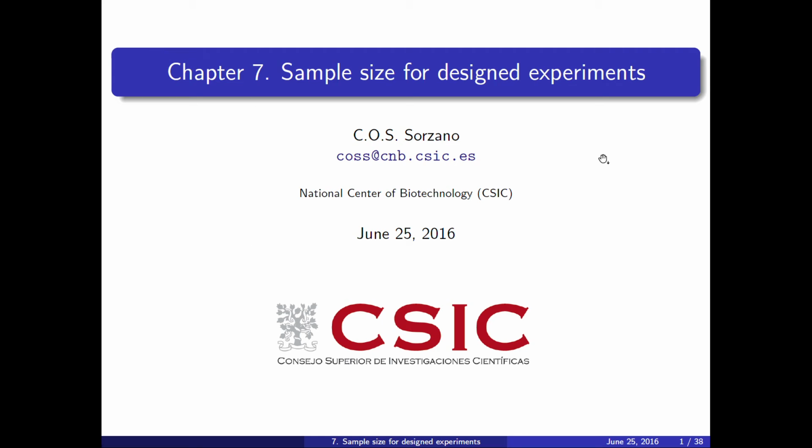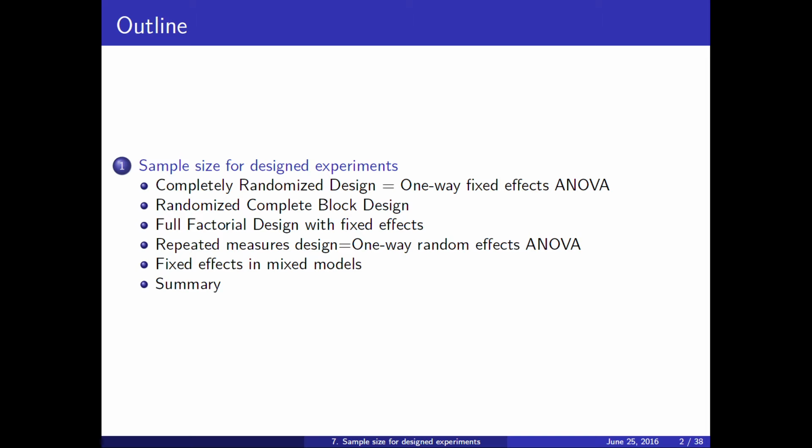Okay, so now we will learn how to compute the sample size for design experiments. Design experiments are the ones that use Anova at the core. So we will have one-way Anova, two-way Anova, two-way Anova with interactions, or three-way Anova, and so on. We will distinguish two different kinds of sample size calculations.